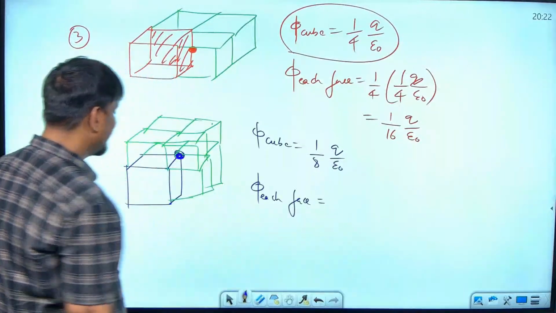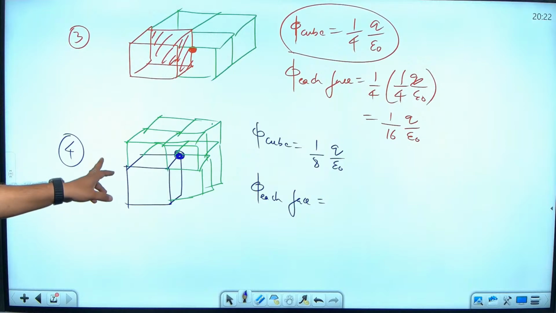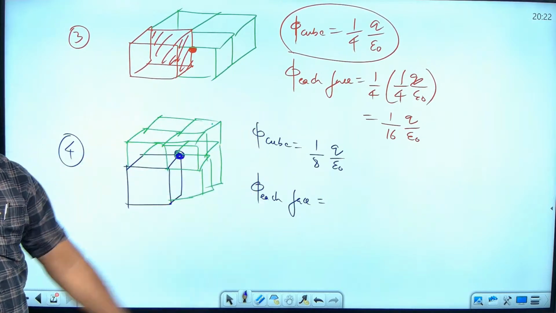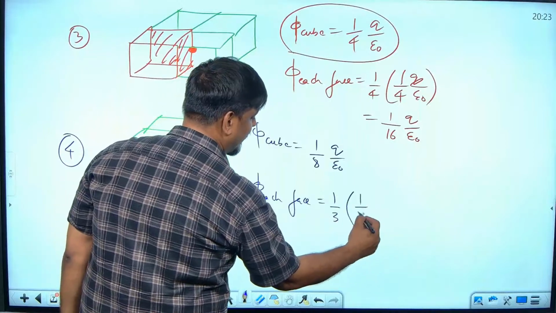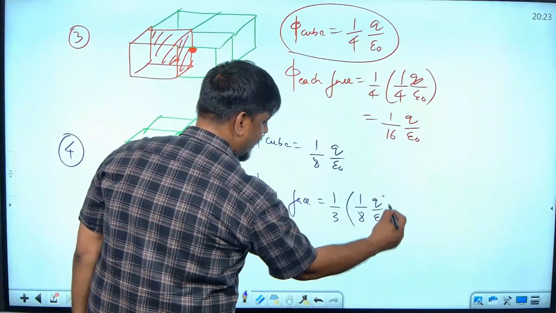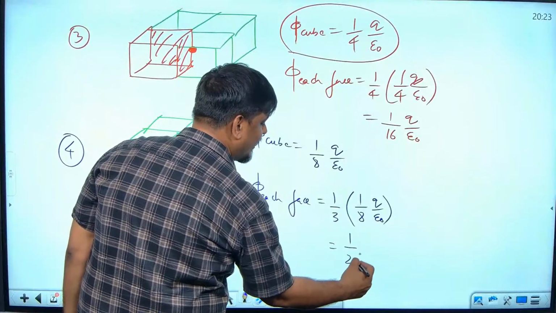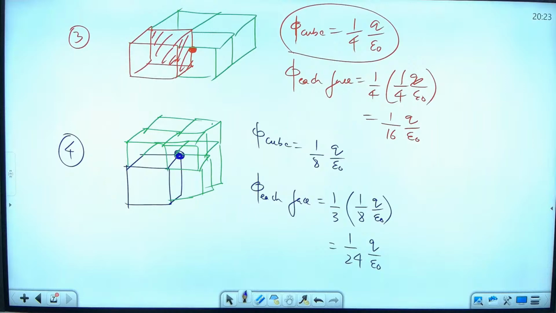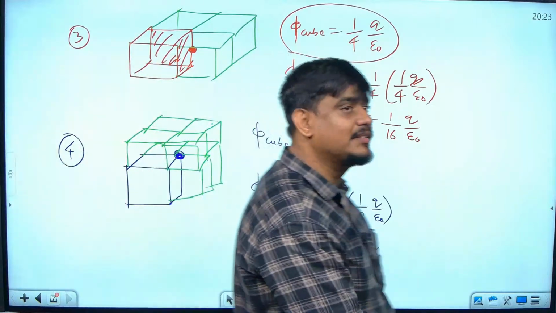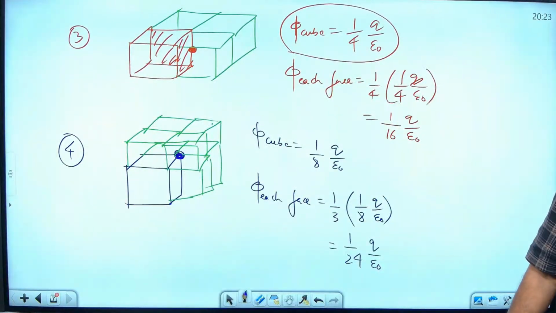64, how, man? Here 3 is there, here 3 is there. 1 by 3 times of 1 by 8. 3 into 1 by 8. Yes, 1 by 3 times of 1 by 8 times of q by epsilon naught, which will be 1 by 24 times of q by epsilon naught. Got my point? 1 by 3, how it came you are asking?